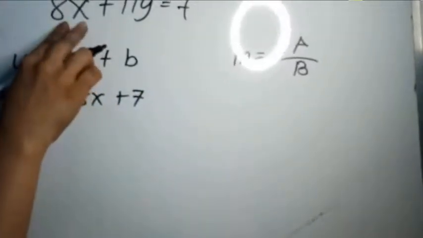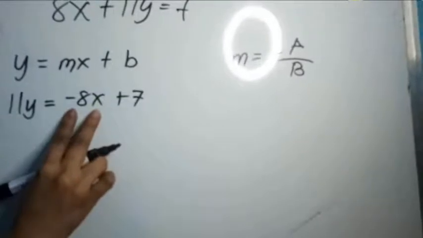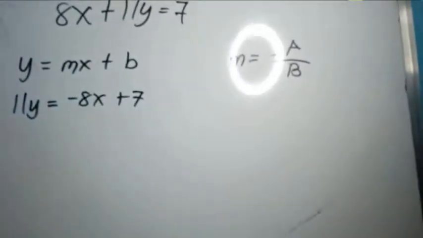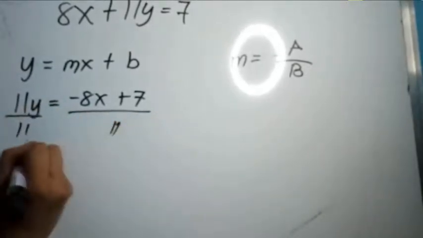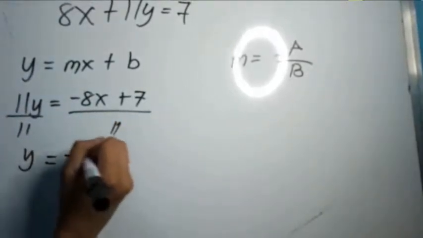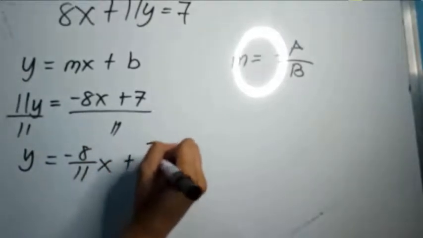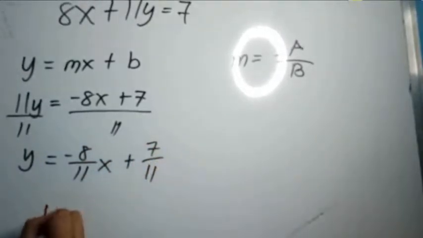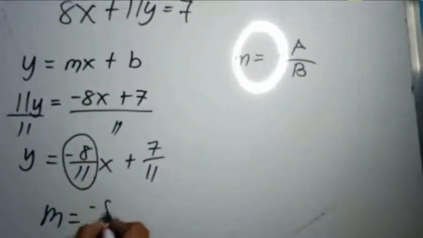Just transpose the positive 8x to the right side, it becomes negative 8x. Then divide both sides by 11. So y is equal to negative 8 over 11 x plus 7 over 11. So the slope here is negative 8 over 11.